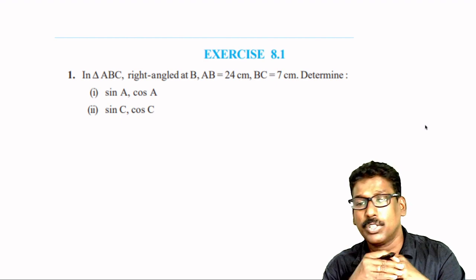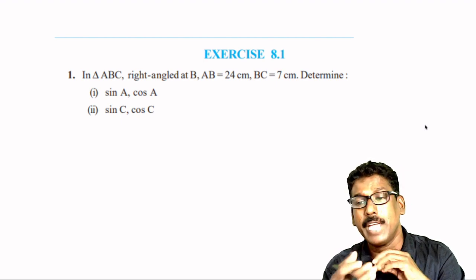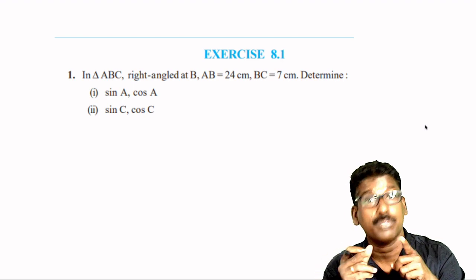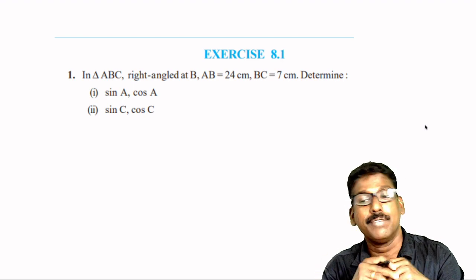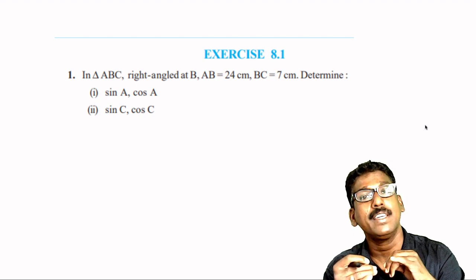Here is a question for you. Exercise 8.1. In triangle ABC, right angle at B, AB and BC are given. So you have to find out AC and then find out the value of sin A, cos A. Similarly, sin C, cos C. Do it.